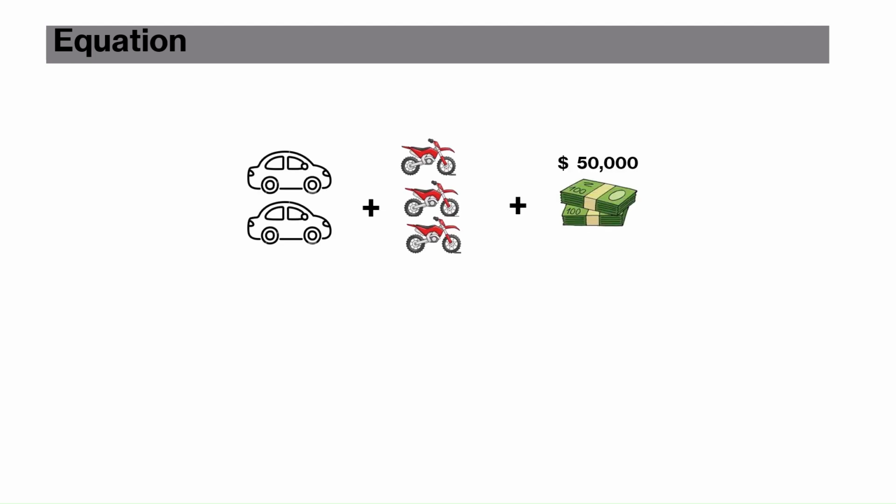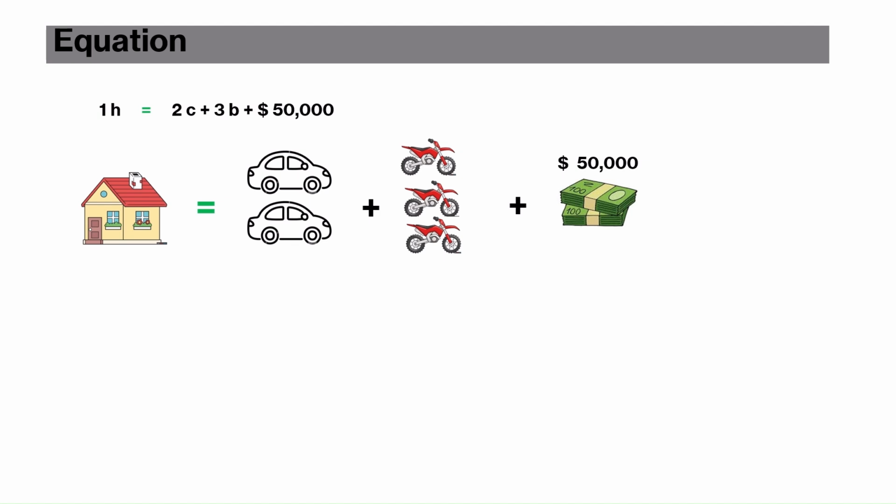The cost of two cars, three bikes, and $50,000 sums up to 1 million, and cost of a house equals 1 million. What do we say? We say both are equal. If we write them in expression form and equate it, it's called an equation.